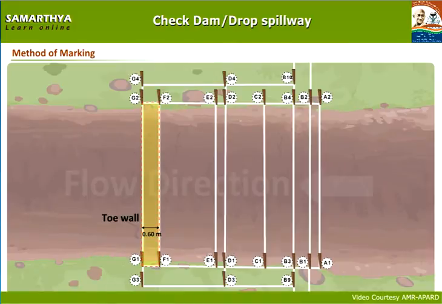The center portion of F1, F2, G2, G1 shows 0.60 meters length toe wall.